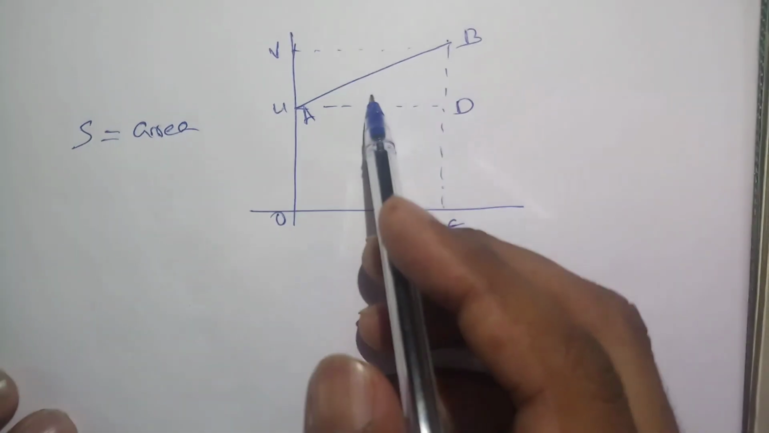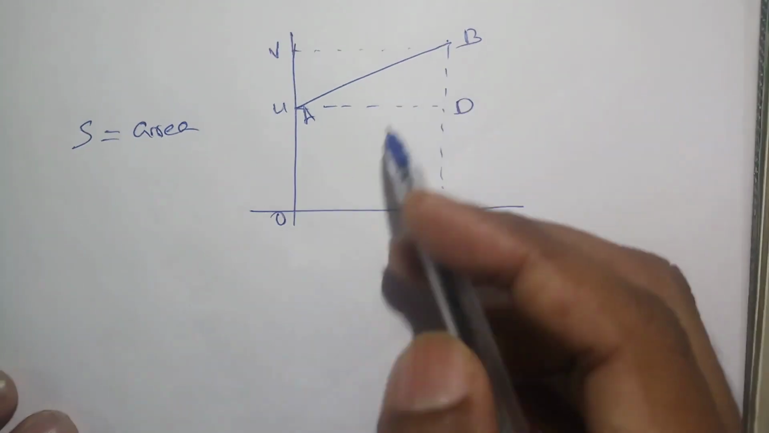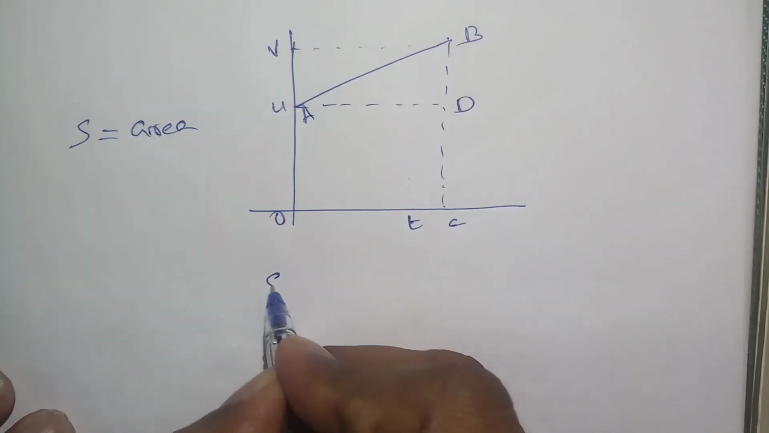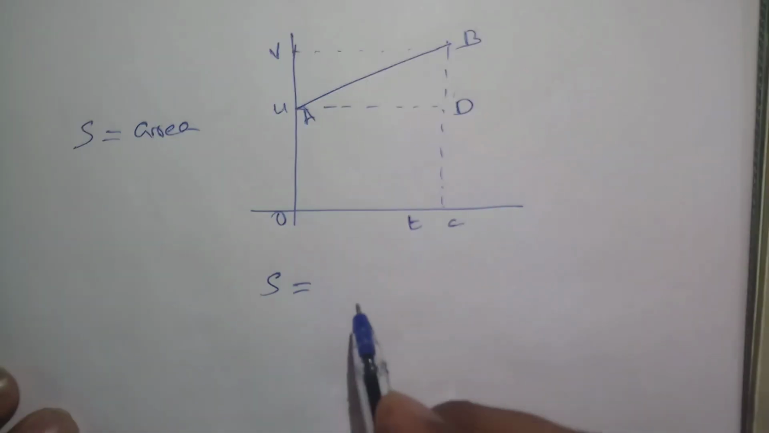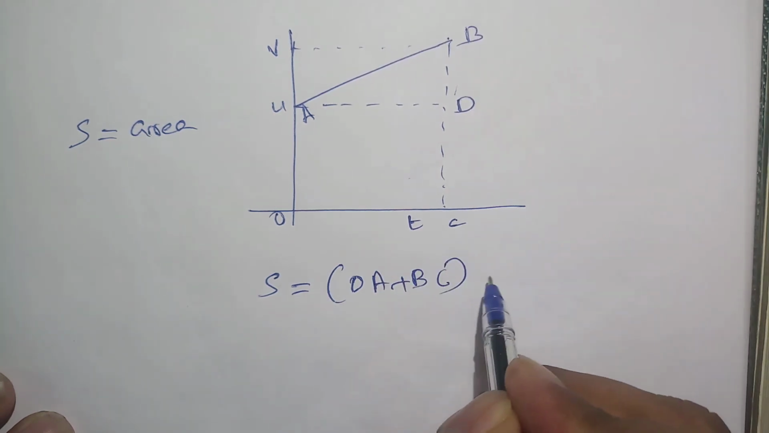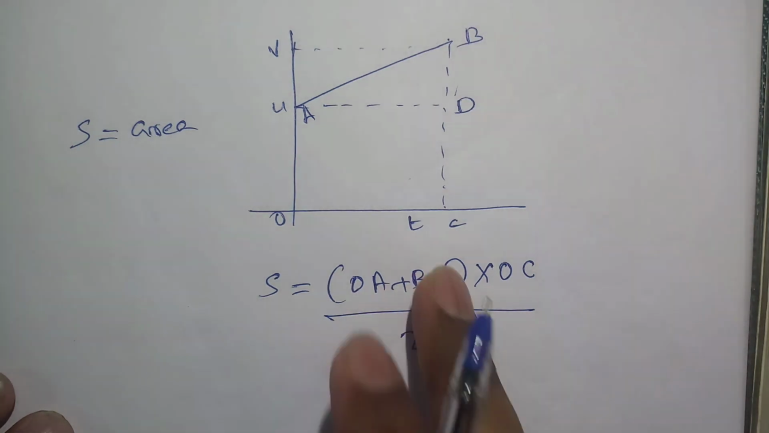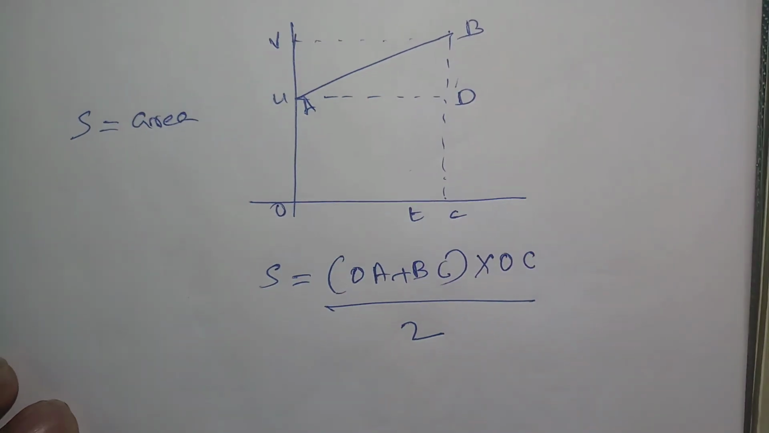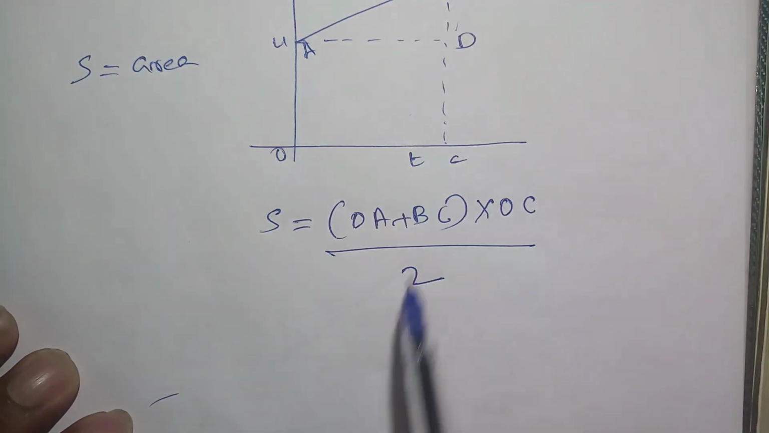Now what we will do is we will take this as a single piece, that is we will take it as a trapezium. So you studied in maths the area of the trapezium. If the trapezium is like this, the area can be written as (OA plus BC) into OC divided by 2. I think you already studied this equation in maths. So the area of the trapezium, if you take it together, you will get like this.